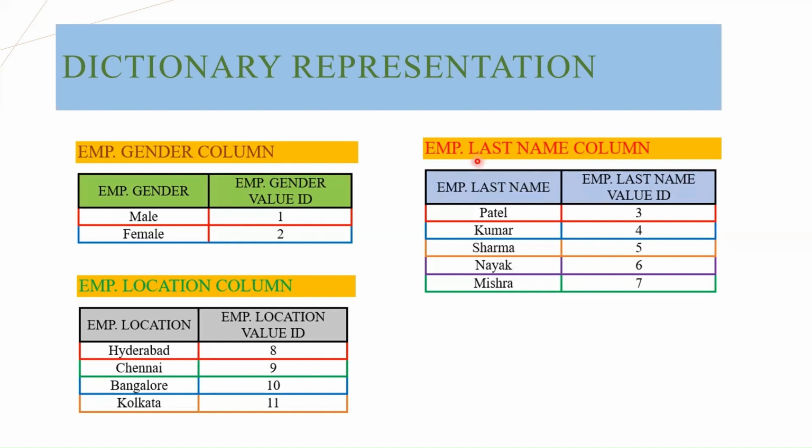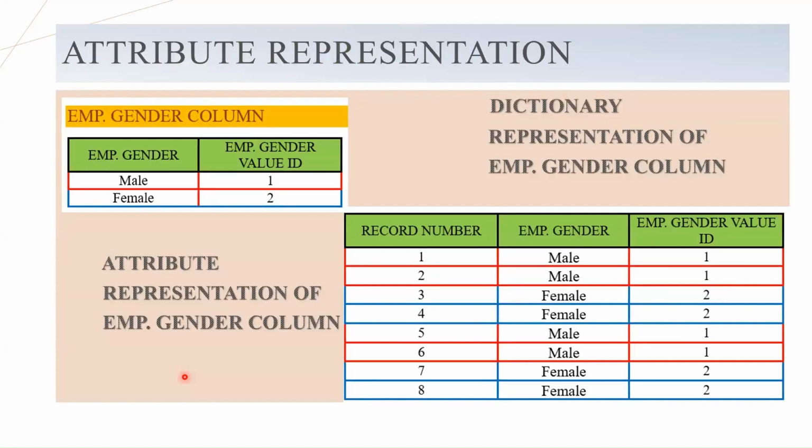So totally they are of 3 columns. So 3 dictionary vectors are created. Now we will see the attribute representation of each column. Firstly, it is employee gender column. In the dictionary representation, SAP has assigned 1 to male and 2 to female, right? So in the attribute vector, it will replace with those original values.